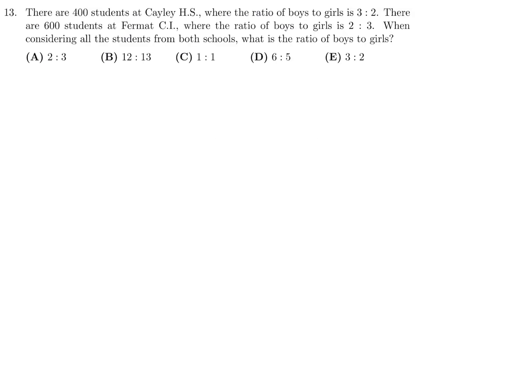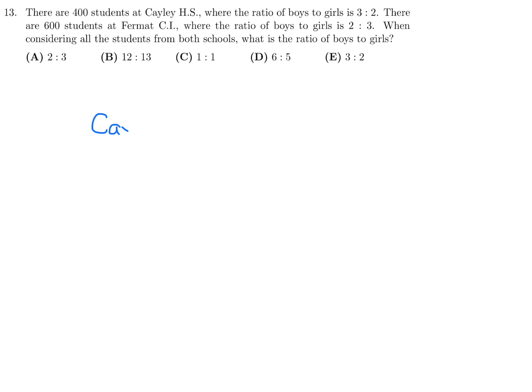There are 400 students at Cayley High School, where the ratio of boys to girls is 3 to 2. There are 600 students at Fermat Collegiate Institute, where the ratio of boys to girls is 2 to 3. When considering all of the students from both schools, what is the ratio of boys to girls?